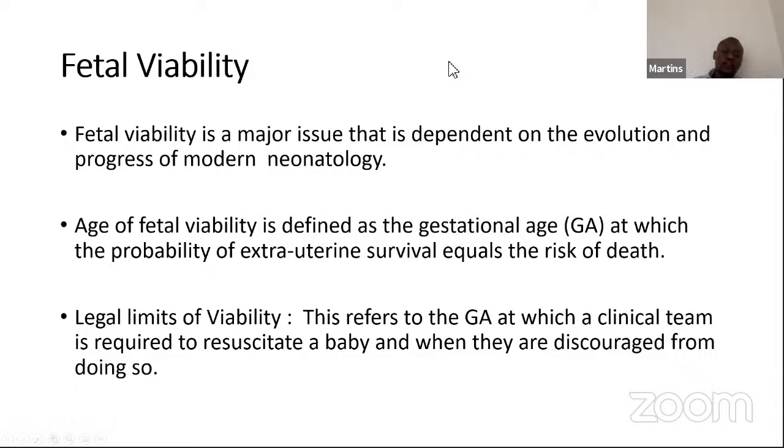However, we should know that there are what we call legal limits of viability, and then the clinical situation, which I'll mention later on. It's defined as the gestational age at which a clinical team is required to resuscitate a baby, and below which they are discouraged from doing so. Say, for instance, if it is 28 weeks, the clinician is duty bound to resuscitate that baby. And if it's 27 weeks, the decision is left for the clinician to take in consonance with the parents and the obstetrician. Next slide.